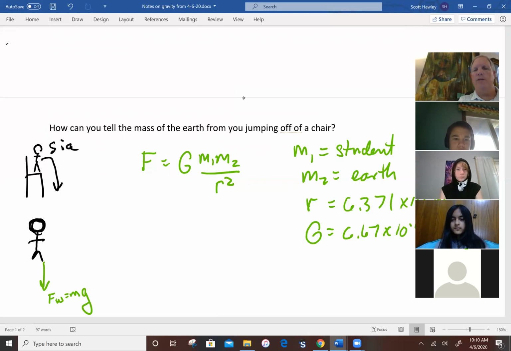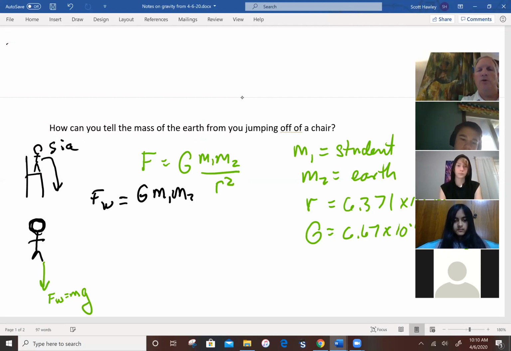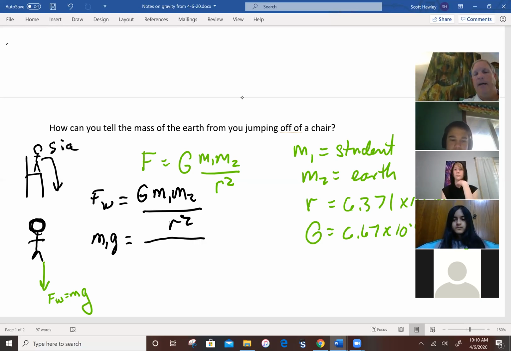So that means the force is the same thing as the force of weight. That's like how hard Sia is being pulled down by the Earth. And then we would go G, the mass 1, which is Sia, and mass 2, which is the Earth, divided by how far apart they are. Now, you guys, the force of weight, FW equals mg, right? So we're going to go m1g. That's the mass. See how I'm substituting in? That's the mass of Sia times 9.8. All right. And then right here, we're going to go G, M1, M2 divided by R squared.